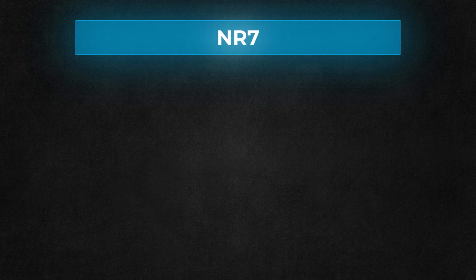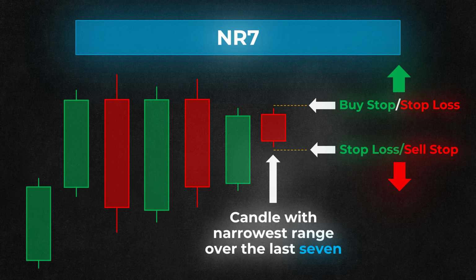NR7. A famous variation of the NR4 is the NR7, which follows the same logic, but instead of being the narrowest range candle among 4 candles, it represents the narrowest range candle among the last 7 candles. The entry and stop orders follow the same rationale. The narrower the candle that signals the pattern, the tighter the stop, but also the higher the chance of being stopped out. It's possible, of course, to suffer a double stop loss in the narrow range patterns if an outside candle occurs right after the signal, for example.